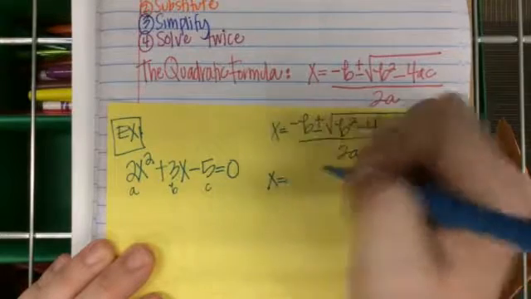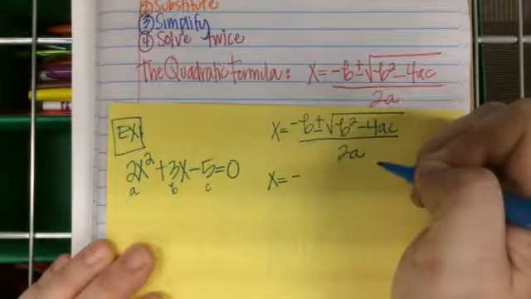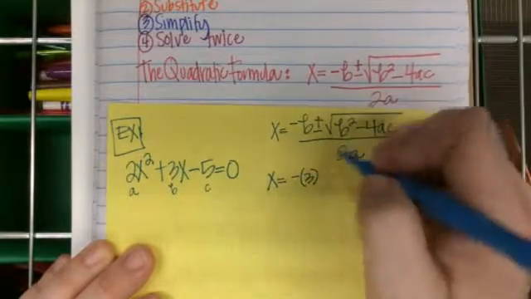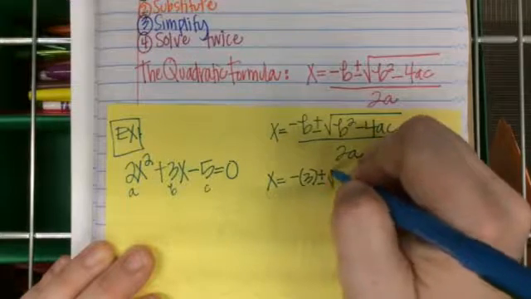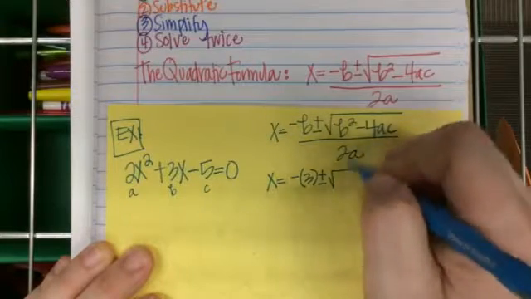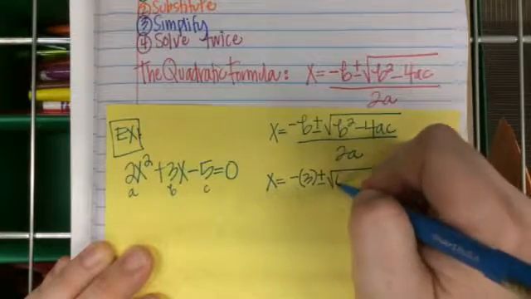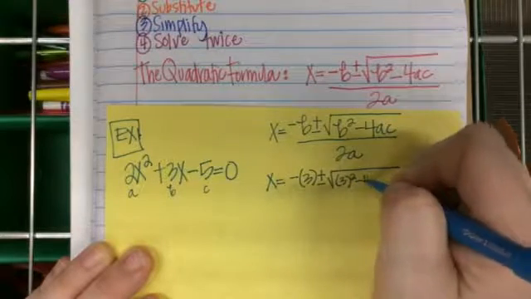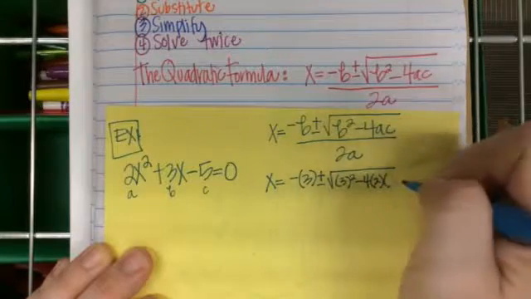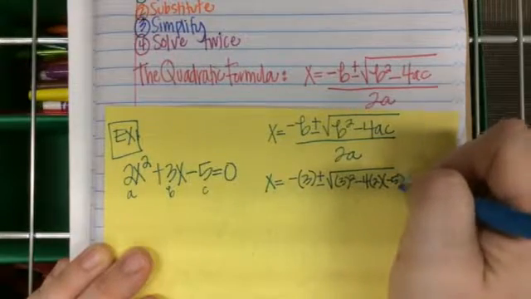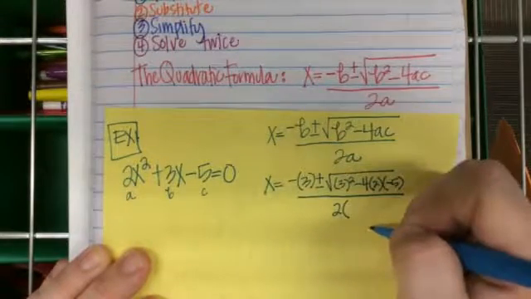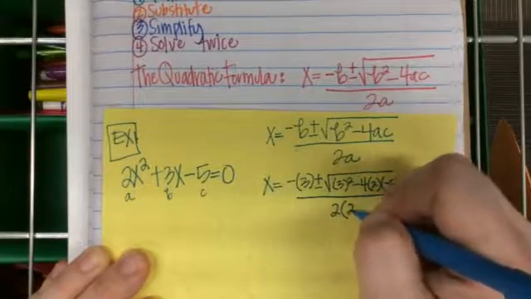So x equals negative, what's the b value? 3. Gentlemen, please pay attention. Plus or minus the square root of b, which was 3 squared minus 4, what's a? 2, what's c? Negative 5, all over 2 times a, which is 2.